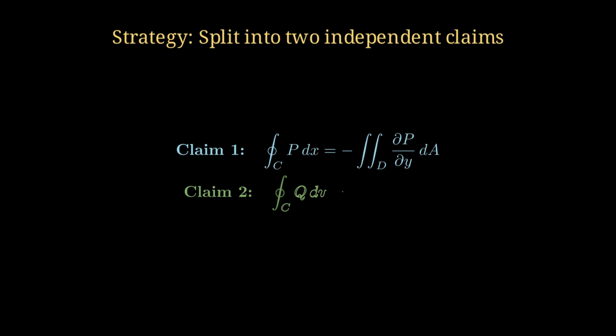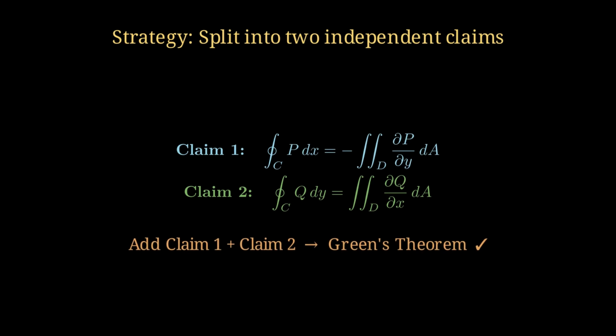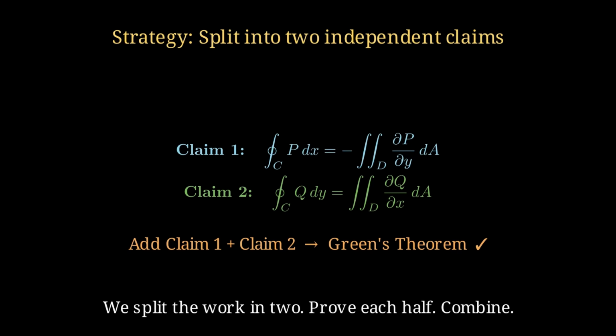Now the proof. The whole strategy is this. We do not try to prove everything at once. Instead, we split the theorem into 2 smaller, easier claims. Claim 1 says, the P dx part of the line integral equals negative the double integral of the partial derivative of P with respect to y. Claim 2 says, the Q dy part equals the double integral of the partial derivative of Q with respect to x.